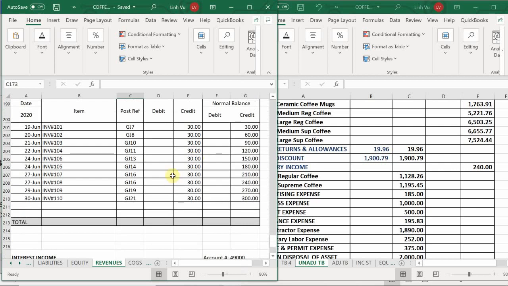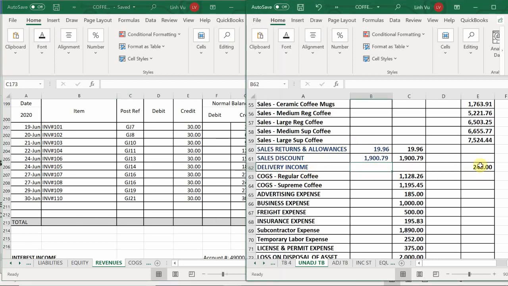Delivery income, right? We delivered to 10 people, invoices 101 all the way to 110. So therefore, we have a total of $300 for delivery income. Delivery income, once again, is an increase because it's generating revenue. So here, we change this to 300. And because it's a main account, it's going to be 300 here. Okay.